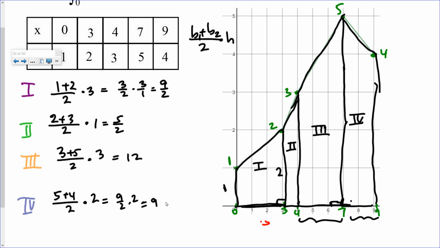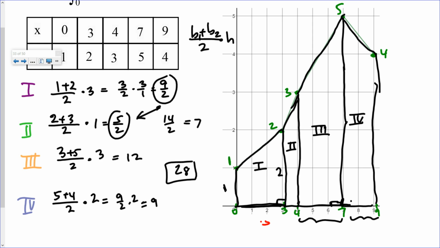Yes. Okay. So then add up all these numbers, guys. So this right here, do you see that's 14 over 2, which is 7, right? So my answer is going to be 7 plus 12 plus 9, 28. And so that is the approximation using a trapezoid. Pretty easy, right?